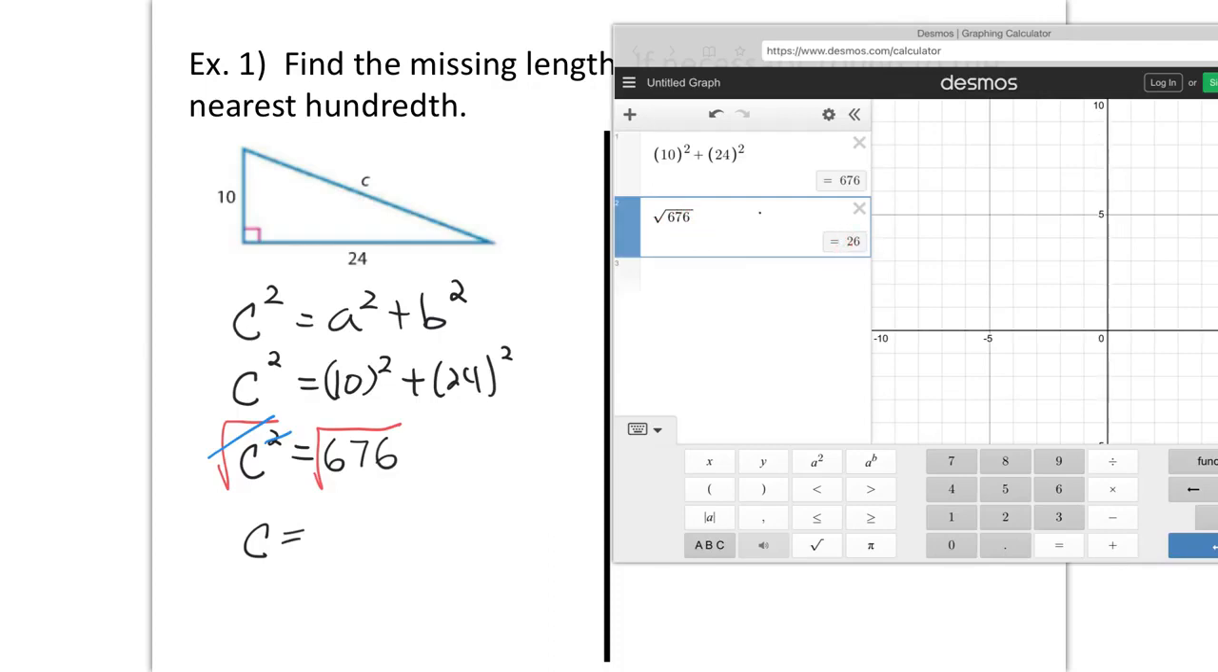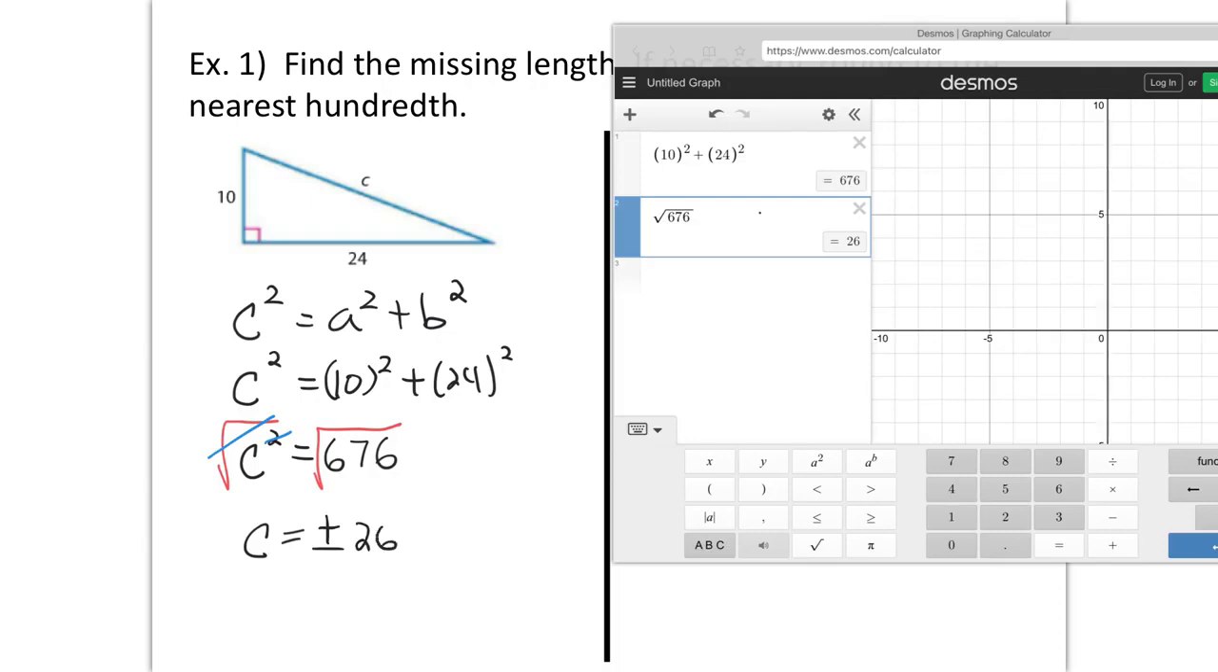And using decimals again, the square root of 676 is going to be 26. Now, if you go back to quadratic equations and using the square root property, remember that when we solve using square roots, we need a plus and a minus.